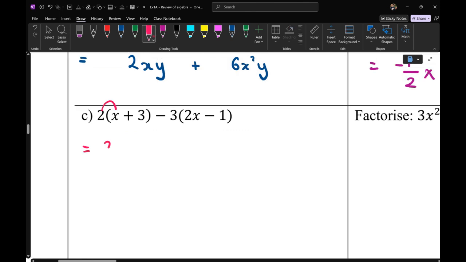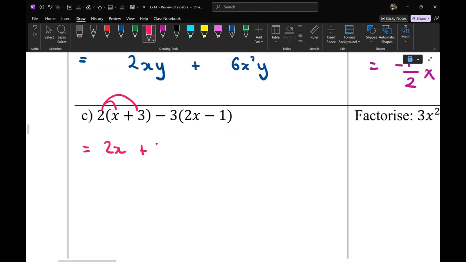I'm going to do 2 times x, which is 2x. 2 times 3, which is 6. Negative 3 times 2x is x. And then I've got 3 times the negative 1, which is, what's that? Negative 3. Simplifying that, 2x take away 2x cancels out. 6 take away 3 is 3. Where have I gone wrong?